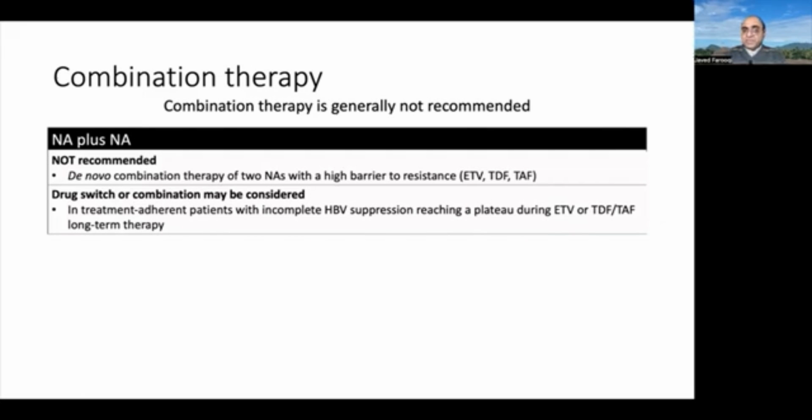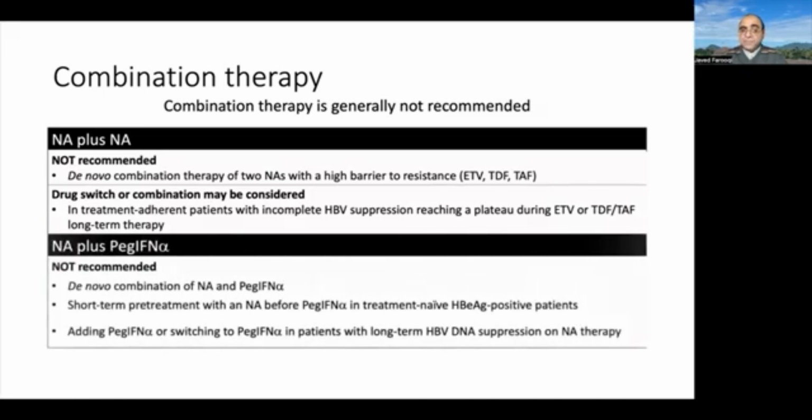What about the combination therapy? Combination therapy is generally not recommended. De novo combination therapy of two nucleoside and nucleotide analogs with a higher barrier to resistance, entecavir, TDF, or TAF, is not recommended. Drug switch or combination may be considered in treatment-adherent patients with incomplete HBV suppression, reaching a plateau during entecavir or TDF or TAF long-term therapy. Then you can think about the drug switch or combination therapy.